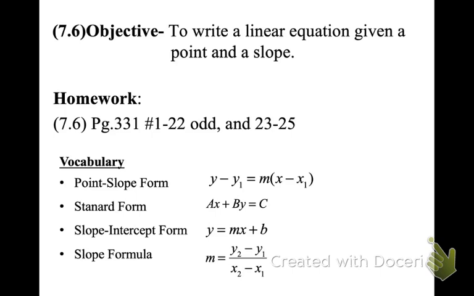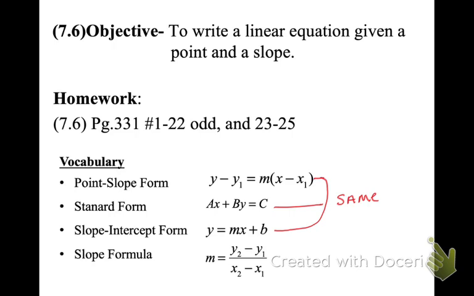So, new vocabulary is point-slope form. And I wanted to write out everything we've learned about so far and put it all together in a little list. We've talked about standard form of the equation, slope-intercept form of the equation. And so now we have point slope. And when I talk about all three of these, these are all the same thing, just written in different forms.